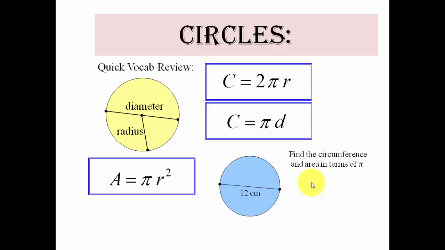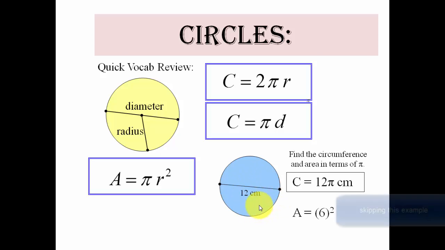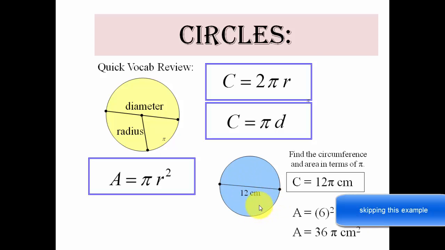So find the circumference and area in terms of pi. Well, circumference is really easy when you're given diameter. We're just going to do the diameter times pi, so it's just going to be 12 pi since we're leaving it in terms of pi. Now for area, we have to use the radius. Our radius is going to be 6 because it's going to be half of the diameter. So our area is going to be 6 squared times pi, which is going to be 36 pi centimeters squared. Area is always squared whenever you're talking about the units.